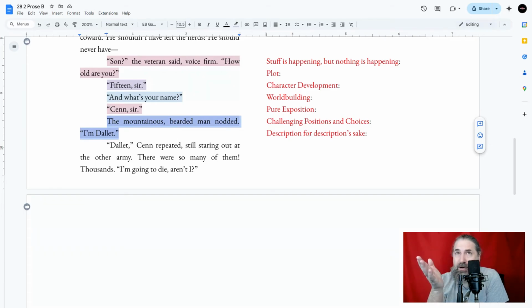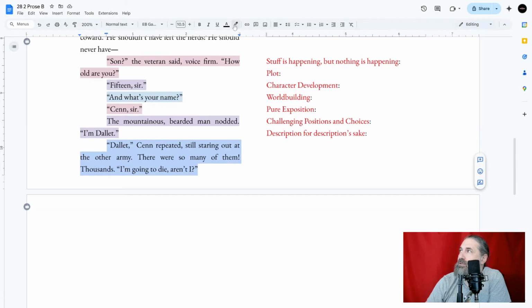But this is Sen experiencing it. So Sen is like, oh, this guy's huge. He's mountainous and he's a bearded man. We already determined that he's bearded. But the reason Sanderson probably put bearded man nodded is to confirm that this is also the veteran, the weathered veteran. So we now know this is character development. The monstrous bearded man is also a weathered veteran. So we know that there's some age to him. And he's like, I'm Dalit.